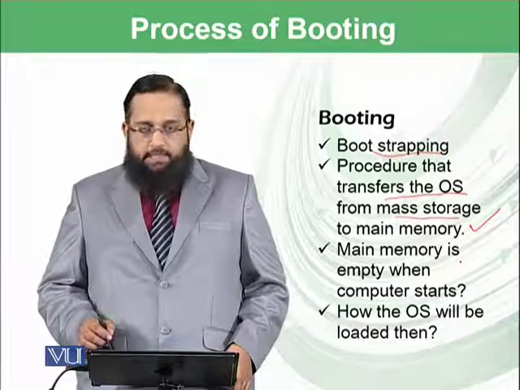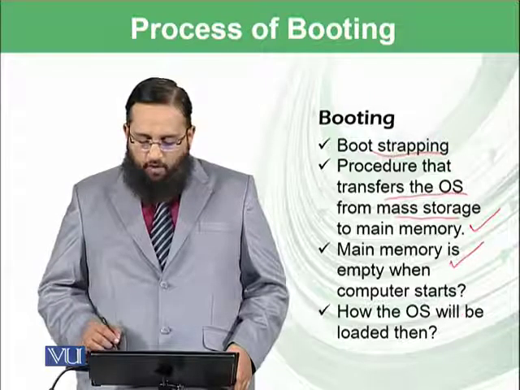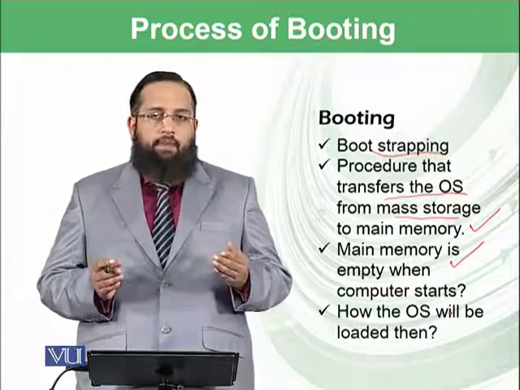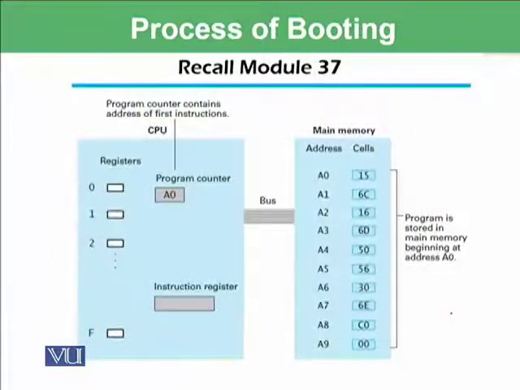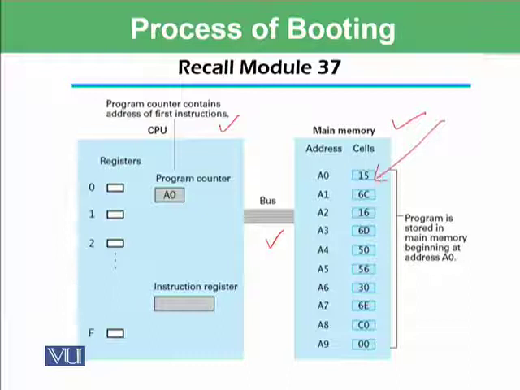We have discussed that at the start your main memory is empty, so how will the operating system be loaded into the main memory? This is our next question. To answer it, we should recall module number 37, in which we discussed the architecture of a computer system, which has a main memory, a bus, and a central processing unit. The program which we want to execute should be available in the main memory, and the address from where the program is going to start should be available in a specialized register known as the program counter, and the instruction will be loaded into the instruction register.